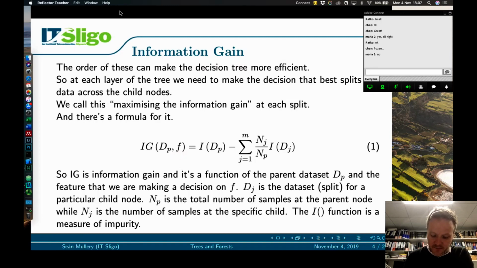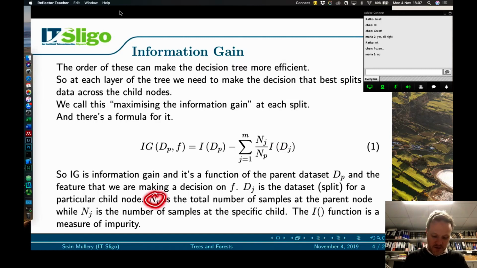And it's made up of these different parts here. So we can see NJ and NP here. So NP is the total number of samples at the parent node. So what normally happens is that when we're working down through our data, some samples go one direction, some samples go another direction. So then at that next parent node, we have to split up those samples again and again until we eventually whittle it down to something a little bit more reasonable.